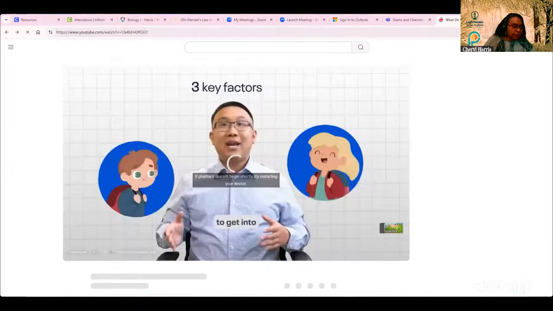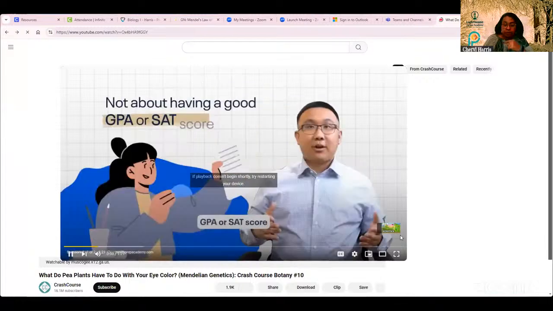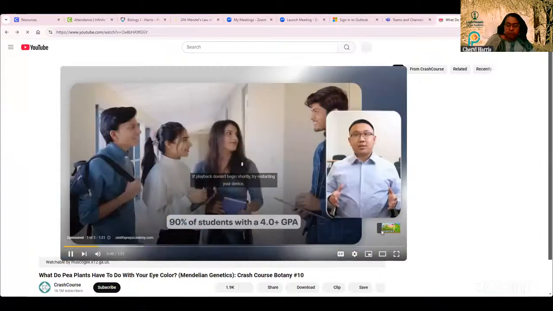3 key factors to get in. Okay, so that's the link. Ivy League or top 25 university. And it's not having a good GPA or SAT score. Let me explain. 90% of students with a 4.0 plus. Skip him.